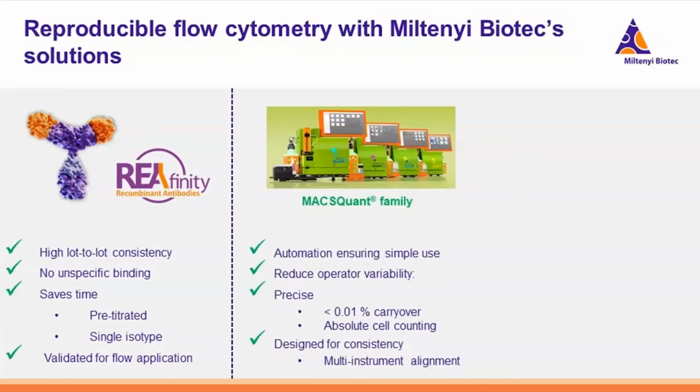Now, looking into the instrumentation, we also worked very hard to ensure reproducibility through our superior automation support. Our flow cytometer MACSQuant family ensures the automation for simple use, thereby reducing operator variability. And this does not hamper the data quality, since we only allow less than 0.1% carryover from sample to sample, and we also give superior data such as absolute cell counting. We also offer consistency from instrument to instrument through multi-instrument alignment.